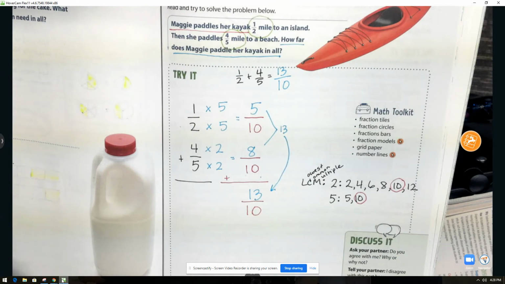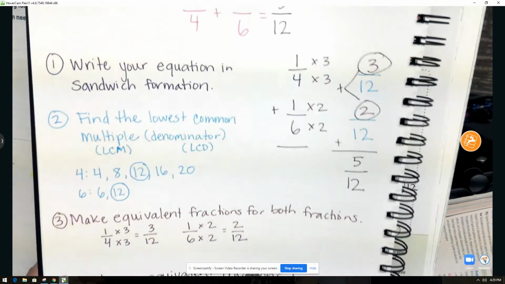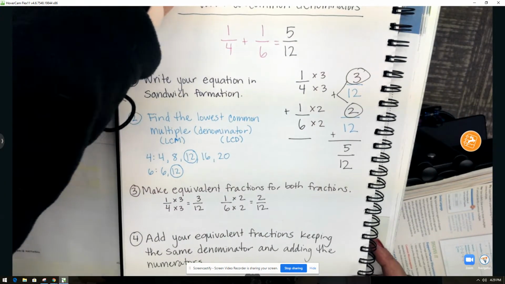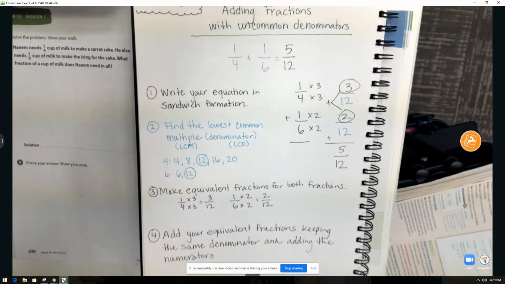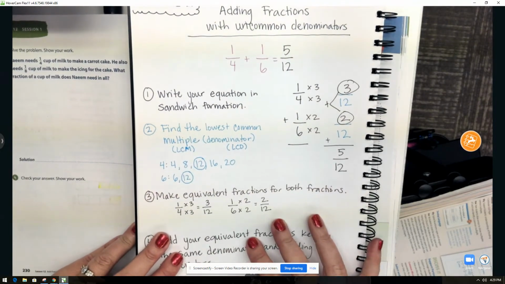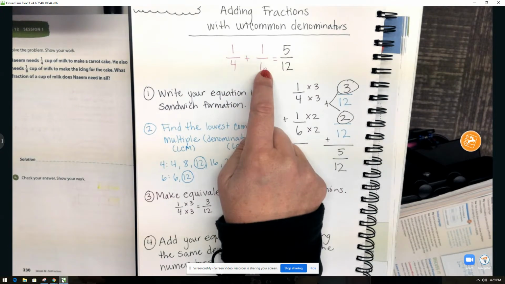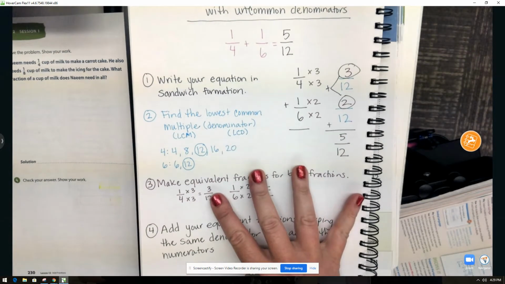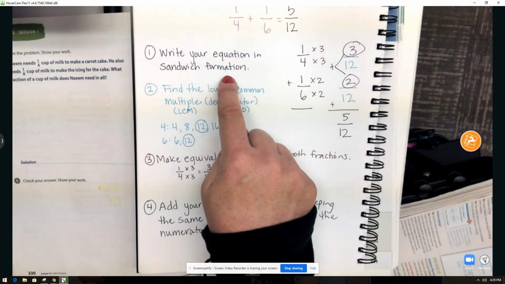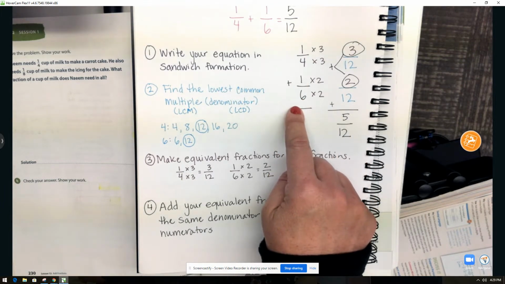So I want to go over those steps one more time with a different equation that I've already written out so that you can understand all of the steps of how we can add fractions with uncommon denominators. So if I'm looking at the equation 1/4 plus 1/6, I want to figure out how to solve that. So the first thing that I do is I write the equation in sandwich formation. So here I wrote my 1/4 and my 1/6.